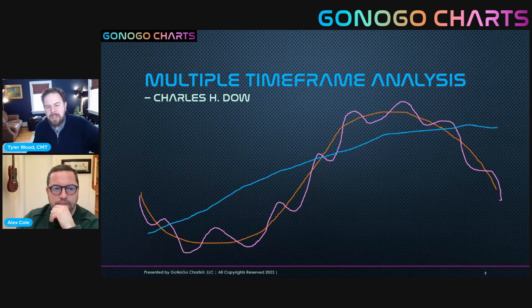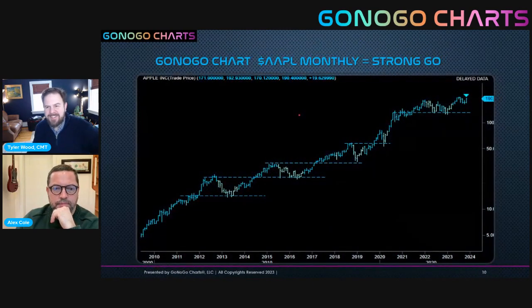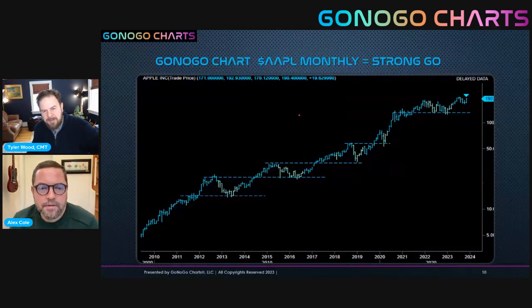Let's use an example like Apple. Perhaps a little more precarious these days here in early 2024. But let's look at a very long time period. Each one of these bars represents a month of trading activity. Talk to us a little bit about the importance of polarity, Alex.